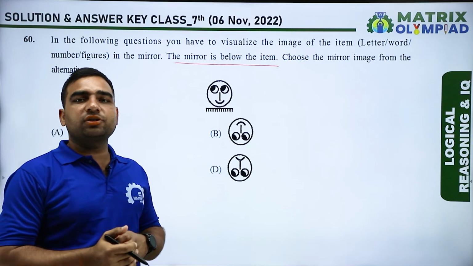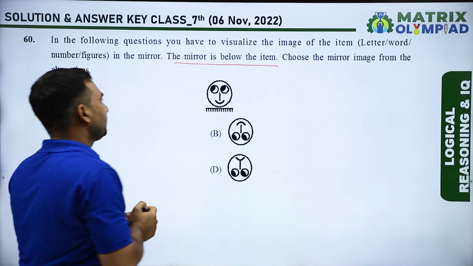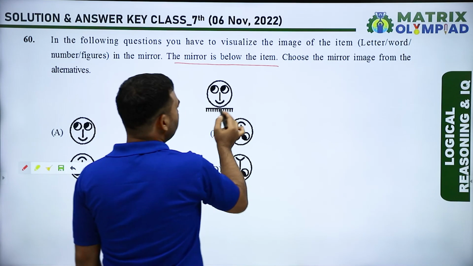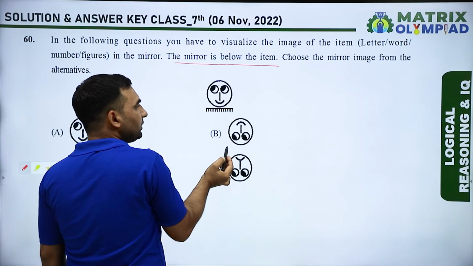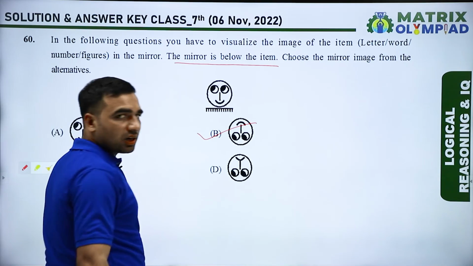Our next question is question number 60. Find the water mirror image. As you see, if the upper side becomes the bottom and the bottom becomes the top, option B is the correct answer.